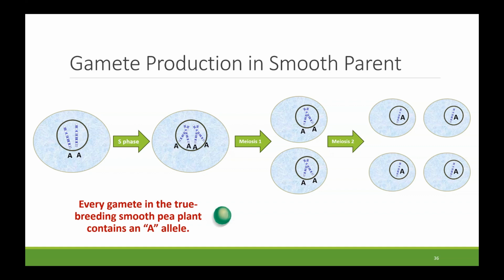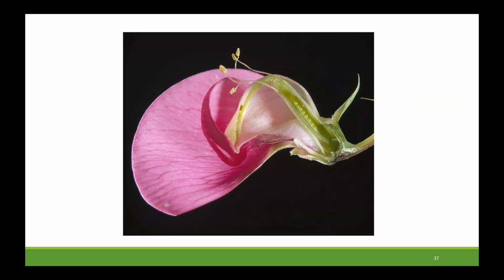And because, remember, the pea plant has both male and female gametes within the same flower structure, this means that all of the ovules and also all of the pollen contain the capital A allele. So it is inevitable that this parent passes down the dominant allele to all of its offspring.